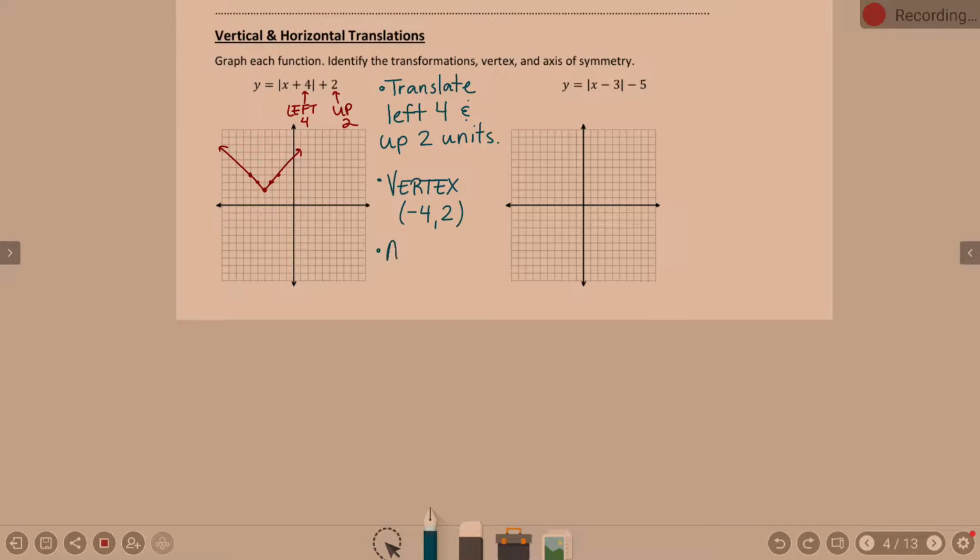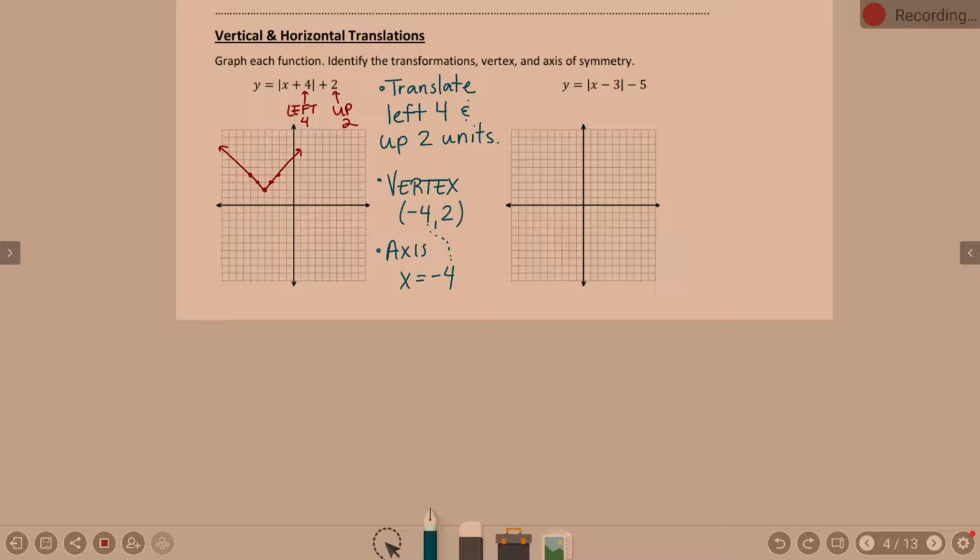We are also asked for an axis of symmetry. So an axis of symmetry, what line is cutting this in half? -4. Okay, and it's what x value does my vertex run through? Now, don't just tell me -4. x equals -4. So your axis of symmetry is always x equals a number, and the number is always the x value from the vertex.